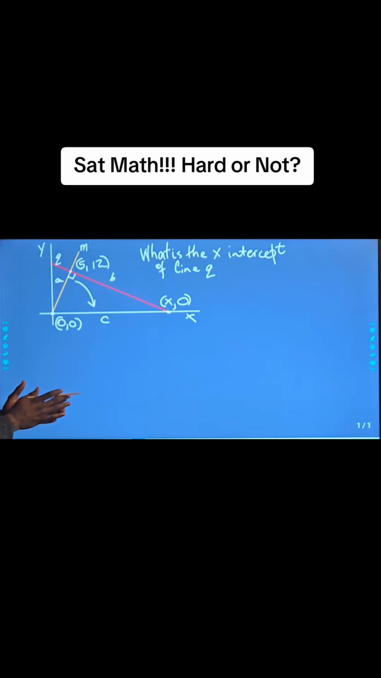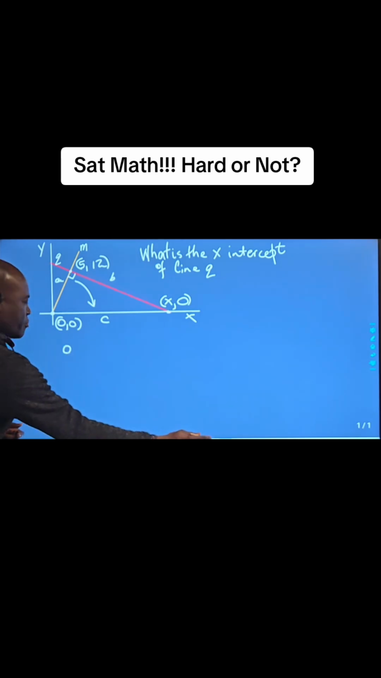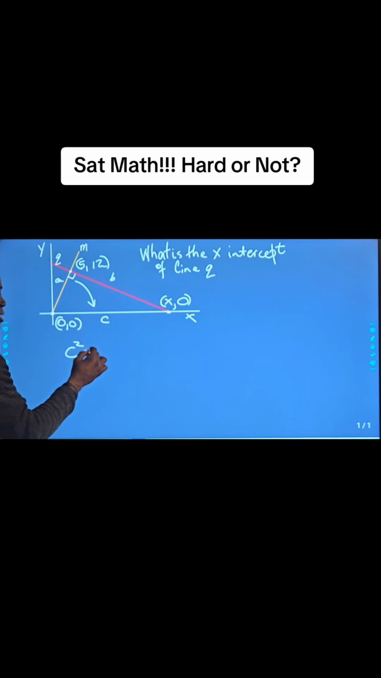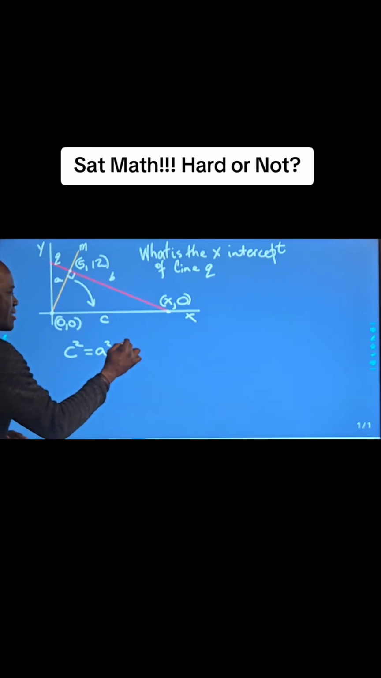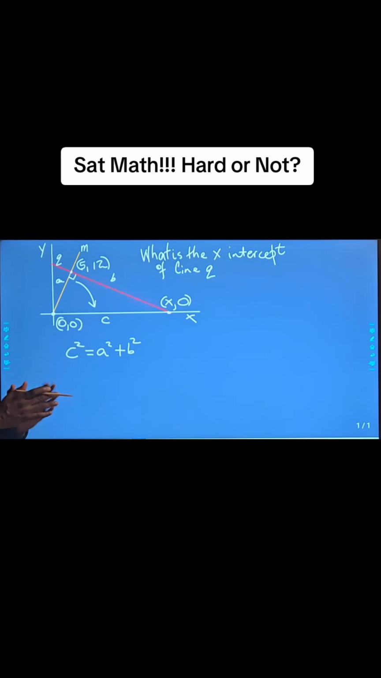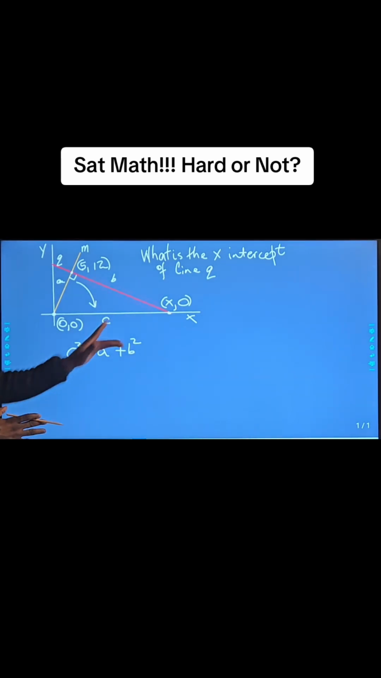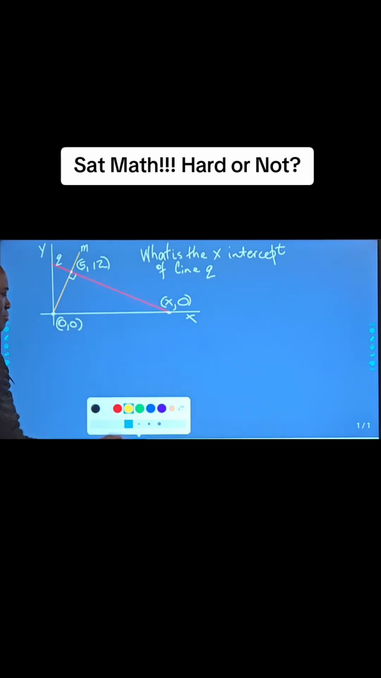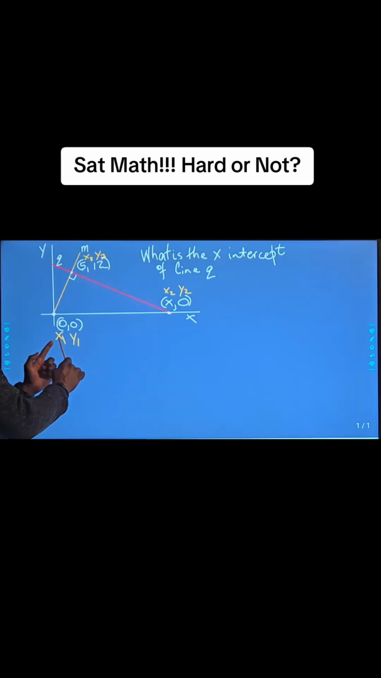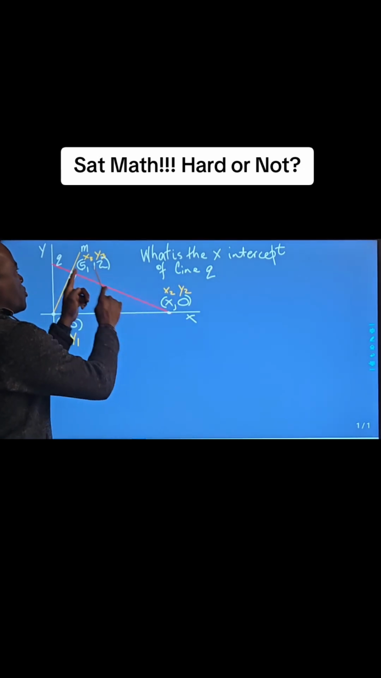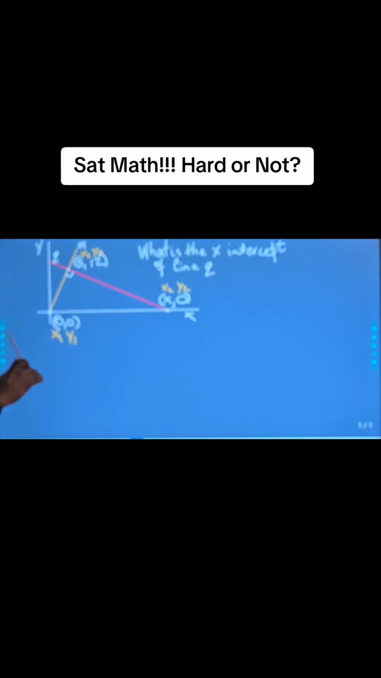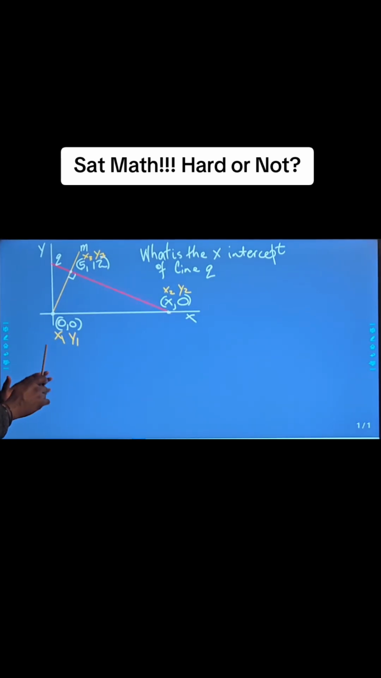So remember the Pythagorean theorem suggests that C squared is equal to A squared plus B squared. We can use this idea to find this point here that is missing. Okay, let's handle that. First, I'm going to label my points: x1, y1, x2, y2, x3, y3. So I'm going to set up this formula and then try to find this missing value here.